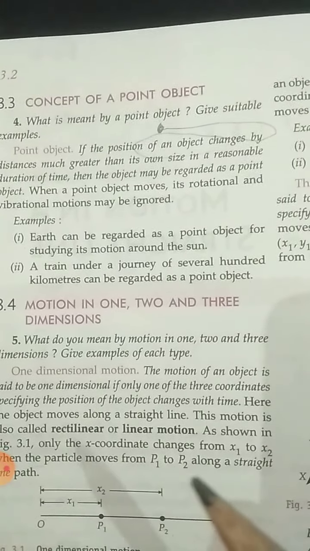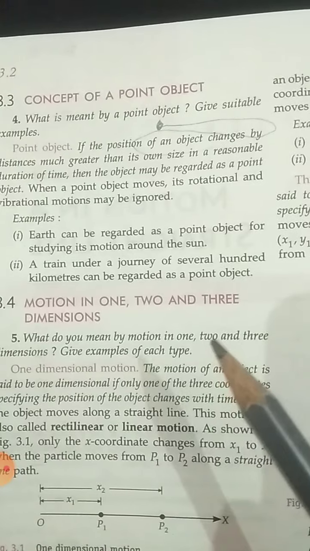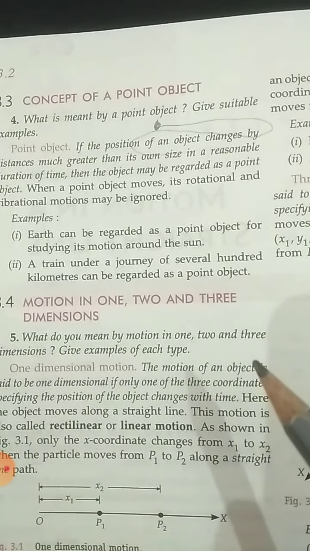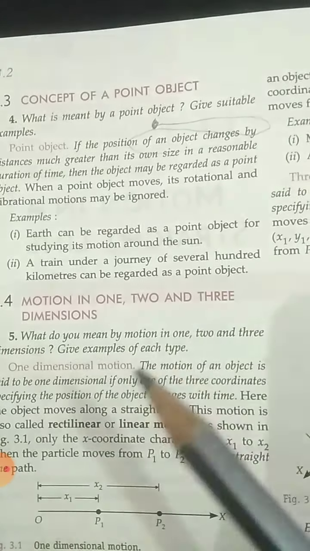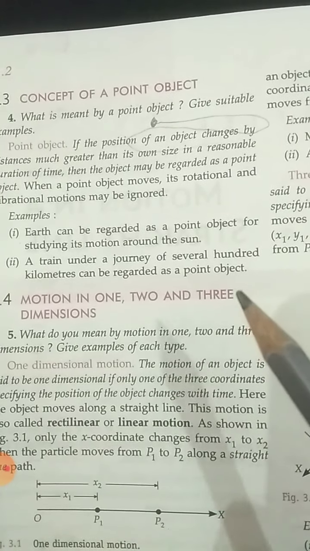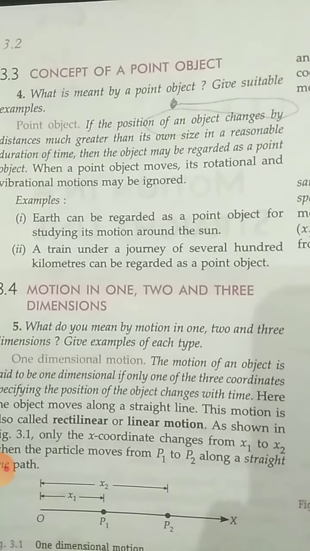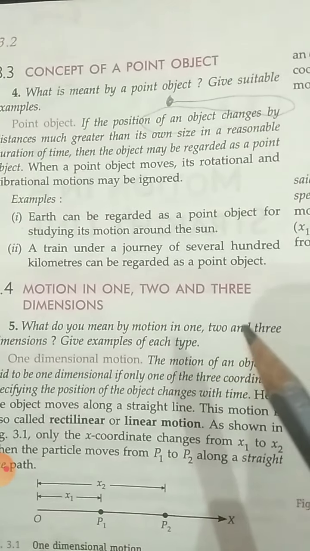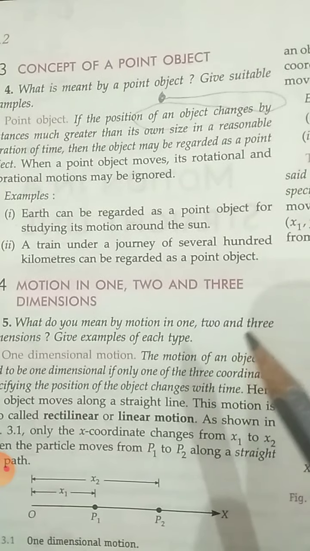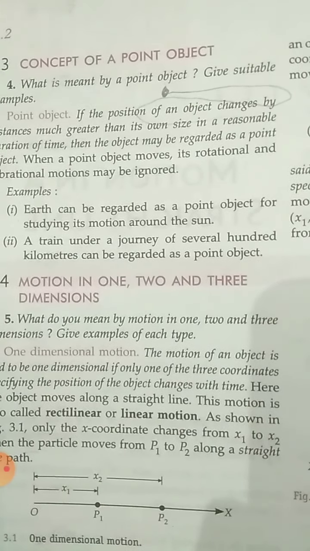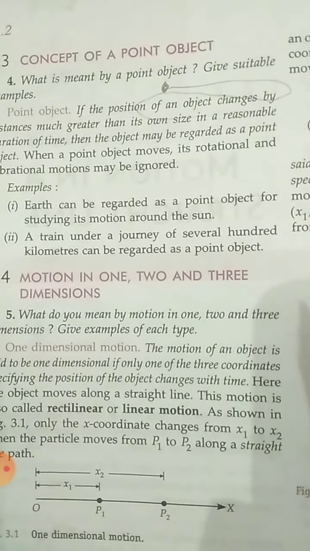For example, Earth can be regarded as a point object for studying its motion around the Sun because it is completing its one round in 365 days. It means the Earth is considered to be a very small object as compared to its journey. A train under a journey of several hundred kilometers can be regarded as a point object. It is traveling a very large distance as compared to its size.